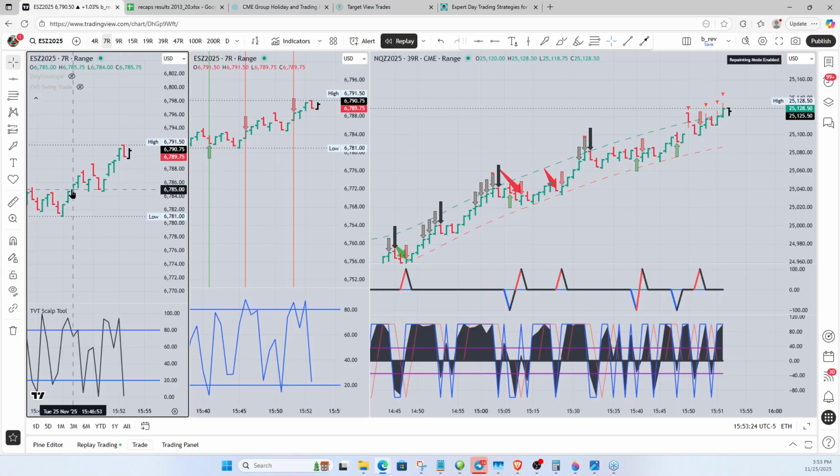Alright, so I'm just waiting now for more trade opportunities. I didn't take that. If I would have taken that, I would have gotten probably 1 or 2 ticks on it.